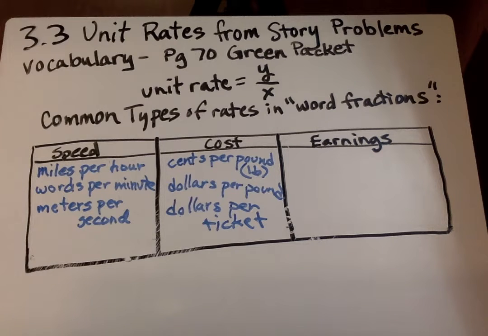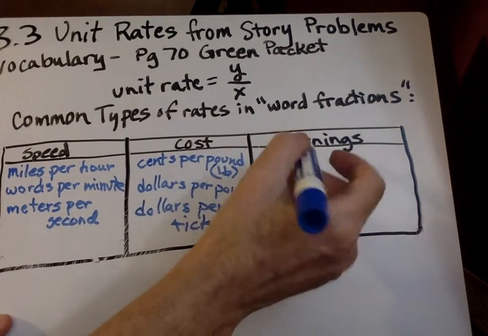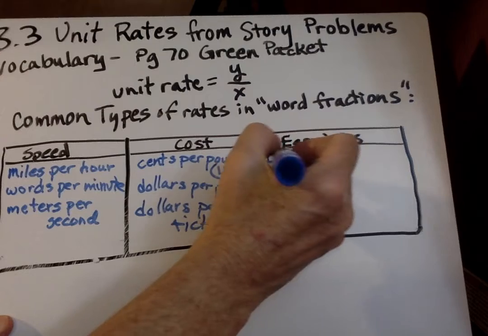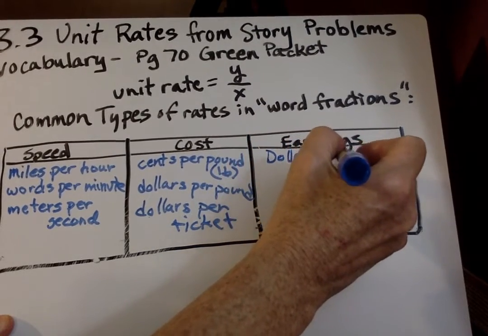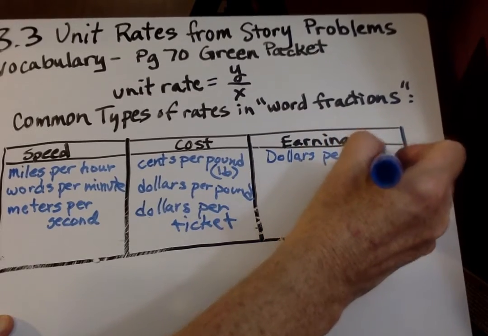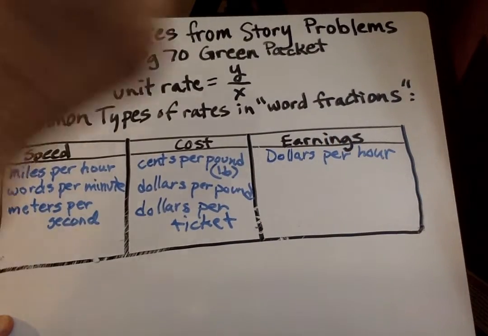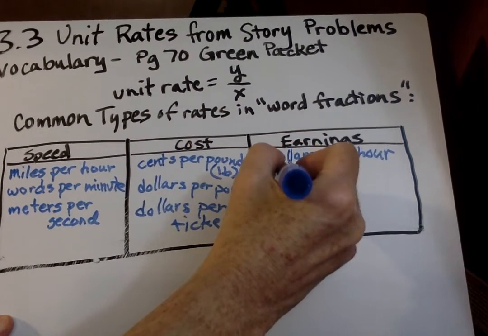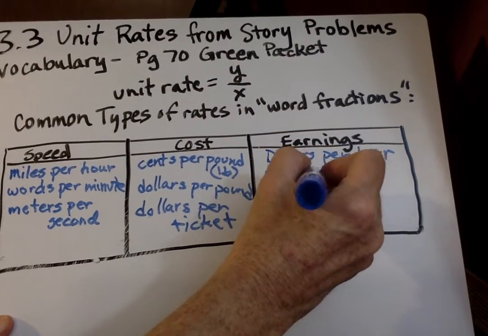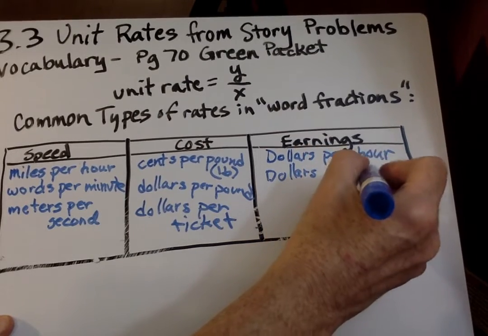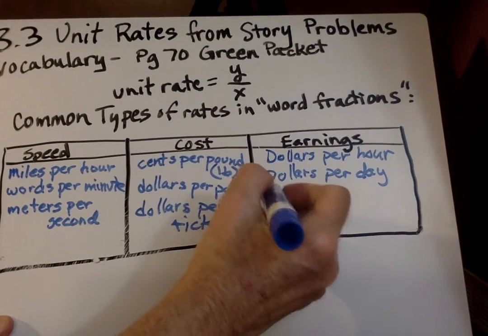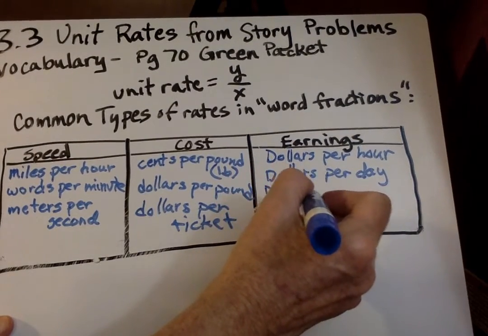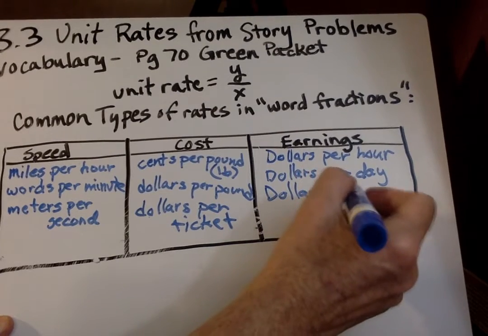Okay, earnings. For earnings, we could put dollars per hour. Like, do you earn an hourly wage? Or is it dollars per day? Are you paid by the day? The other thing might be, you're just going to get a set amount per job. So that would be dollars per job.